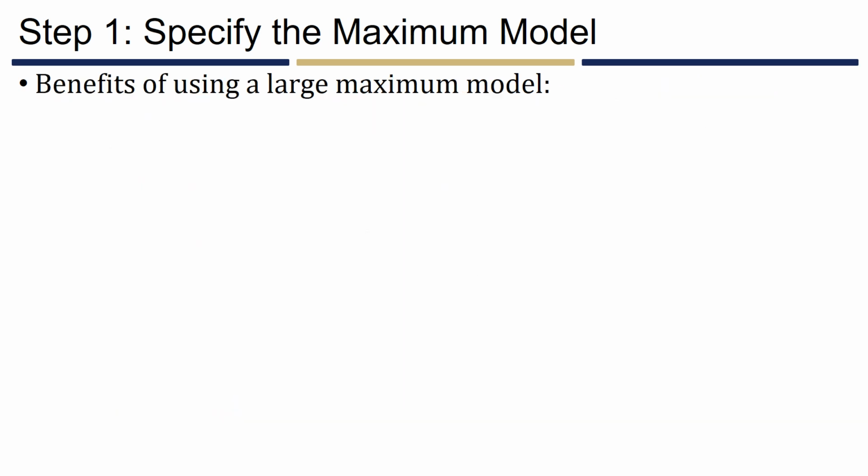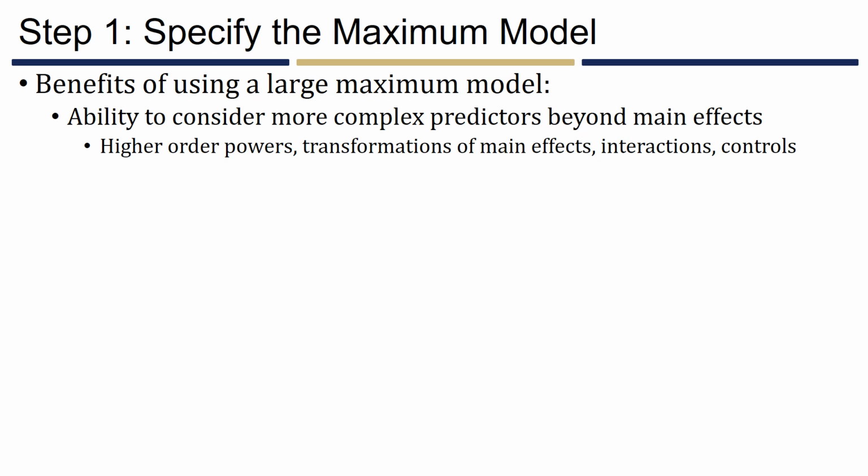Now, choosing your maximum model is largely dependent upon what you're trying to accomplish. There are benefits of using a large maximum model, but there are also benefits to using a smaller maximum model. One benefit to using a large maximum model is the ability to consider more complex predictors beyond the main effects. If you have a large maximum model and a large amount of data that you're working with, you can put in higher order powers, an x squared, an x cubed term. You're allowed to transform the main effects a little bit easier. You can put in interactions between many different pairs of your variables to see if those interactions are significant. And you can also put in a lot more control variables.